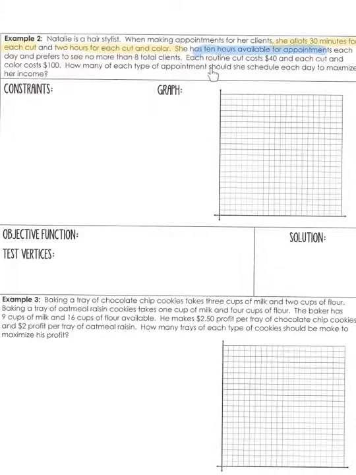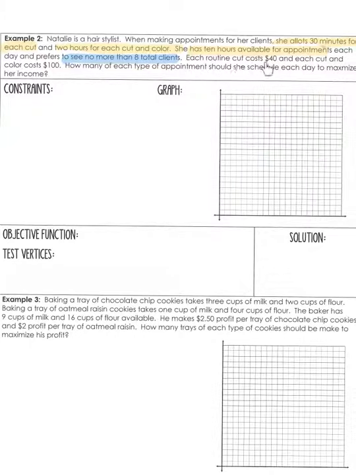Then each day, she prefers to see no more than 8 total clients, so that sounds like another constraint. Actually, I'm going to erase this in blue, because if she allots 30 minutes for each cut and 2 hours for each cut and color, and then she only has 10 hours available total, those constraints are going to go together because they all deal with time. The next constraint, where she wants to see no more than 8 total clients, is a constraint, but it does not have to do with time. It has to do with number of clients.